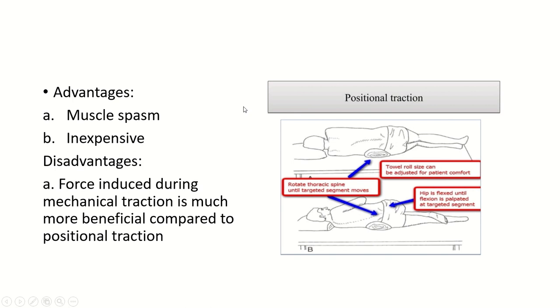Advantages of this kind of traction: it reduces muscle spasm, it is inexpensive, and it can be performed by the patient at home itself. Disadvantage: the force induced during mechanical traction is much more beneficial compared to positional traction.